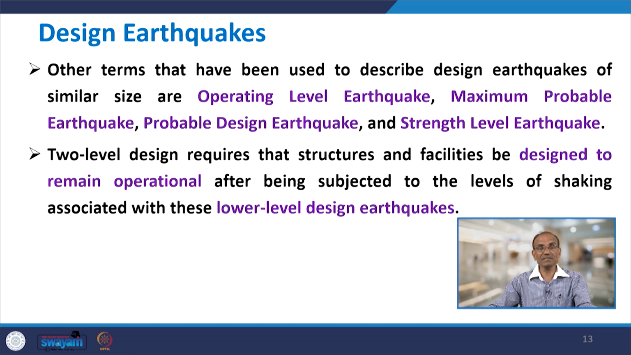One is MCE and another is OBE, and this two level design requires that the structures and facilities be designed to remain operational after being subjected to the level of shaking associated with the lower level design earthquake, that is OBE. So, after OBE it should be operational, but if the structure or facility is subjected to earthquake shaking equivalent to MCE, we may not expect it to be operational. However, there should not be collapse or catastrophic damage even at the MCE level.